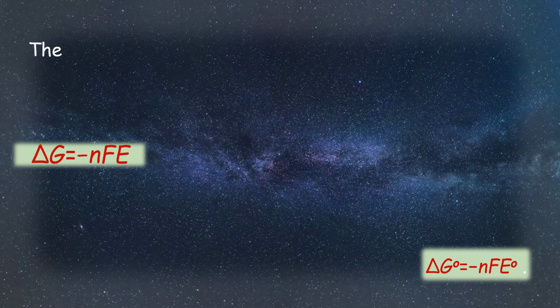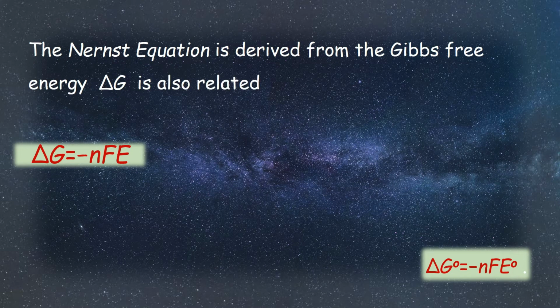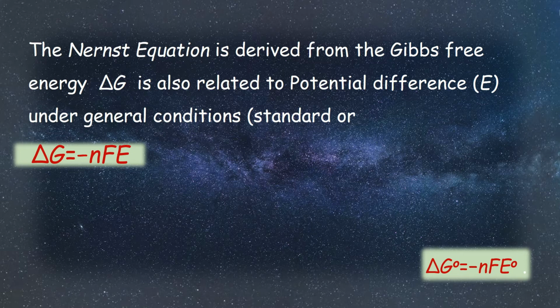We can derive the Nernst equation from Gibbs free energy, that is delta G. You know what Gibbs free energy is? Well, it is the free energy that can be converted into useful work, that we have studied in our thermodynamics.